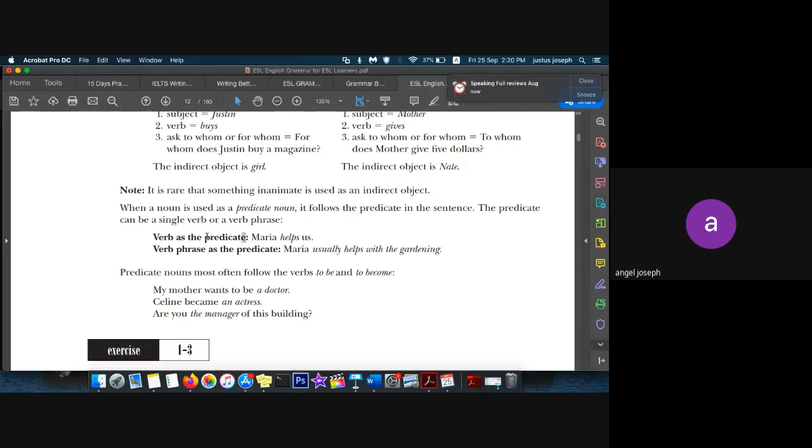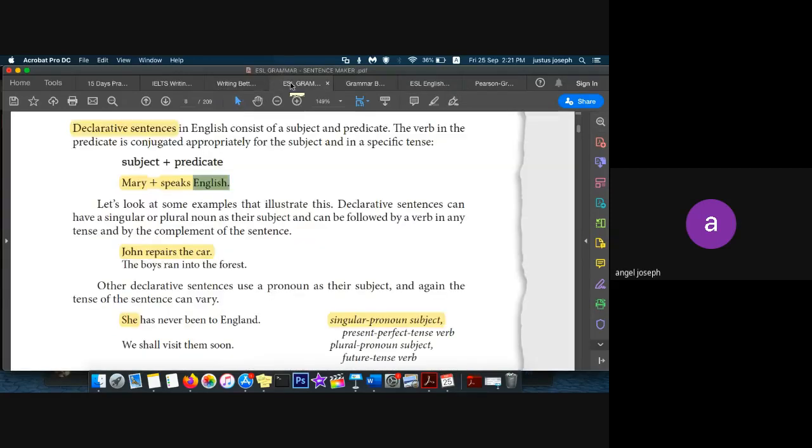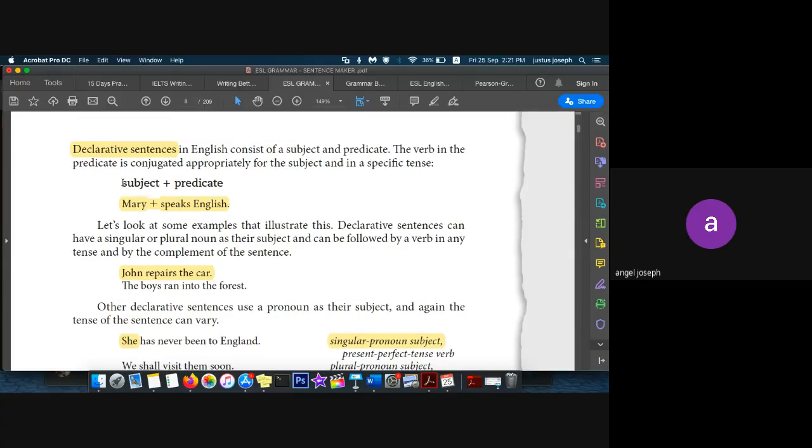Okay, predicate. Predicate, I've already told you. What is a predicate? A predicate is a verb plus the object, or whatever. It can be many other things also. Predicate as such does not have a very solid definition in grammar. You can just understand predicate as something that is other than the subject. As you can see here, a sentence is just these two elements broadly.